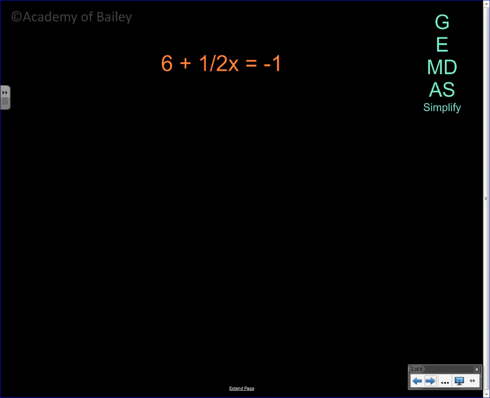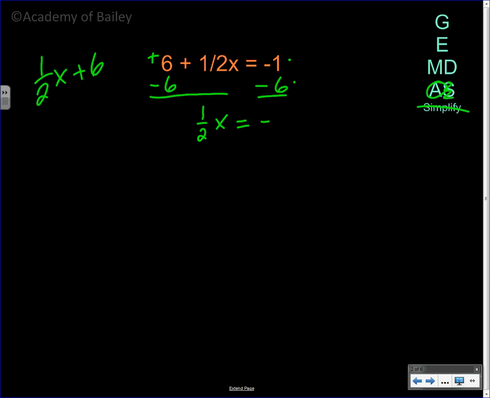So how do you solve this one to get x by itself? There's no simplifying. You do have addition, but no subtraction to the variable. You are adding that 6 to the x. Remember, they're on the same side of the equal sign, so that's like a positive 6, or like adding 6. So how do you get rid of that positive 6? You subtract 6 from both sides. Drop down a positive 1/2 x, which is equal to negative 1 minus 6, which is a negative 7.